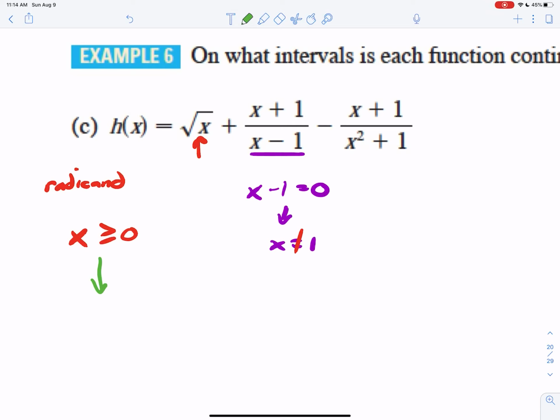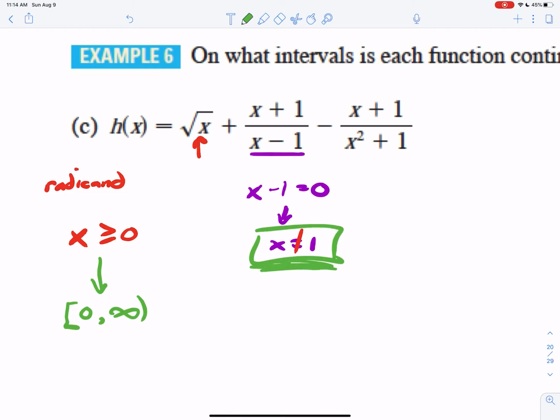The way you would write that is 0 bracket, use a bracket because it's or equal to, so you want to include it, and you would go all the way to infinity. These are all positive numbers including 0, okay? But you got to remember, x can't be 1.